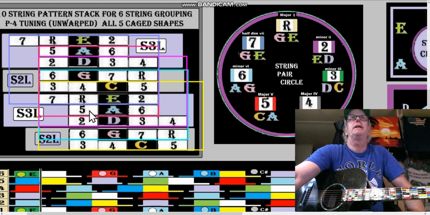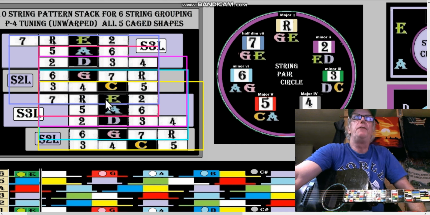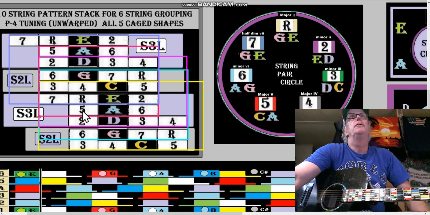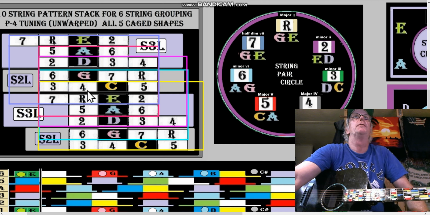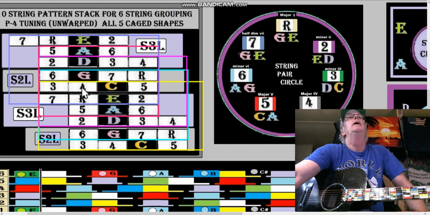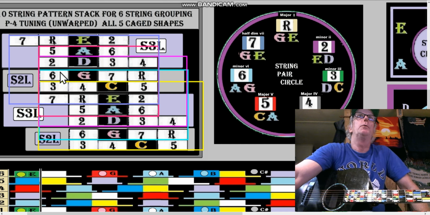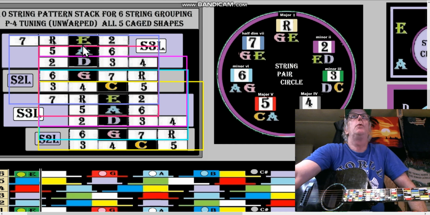Well, how is it that the G shape's way up here? It just is. Trust me, because the pattern stacks go in fifths when you're increasing. Okay, they go in fourths, note by note. So the fourth of G is root. The fourth of root is the 4, and the third of the fourth is the 6. That kind of thing, because we go over 1 fret there. And this is all unwarped, so it's all P4 tuning. There's a fourth between each note.